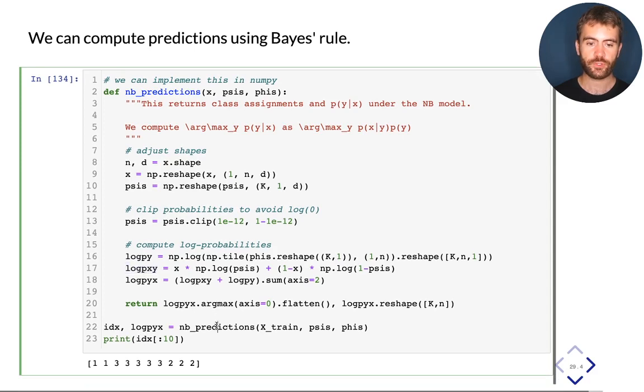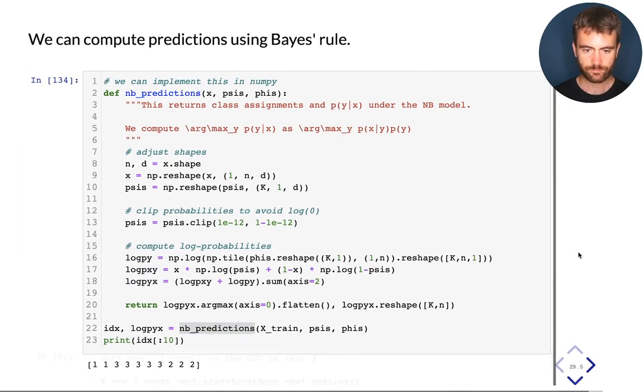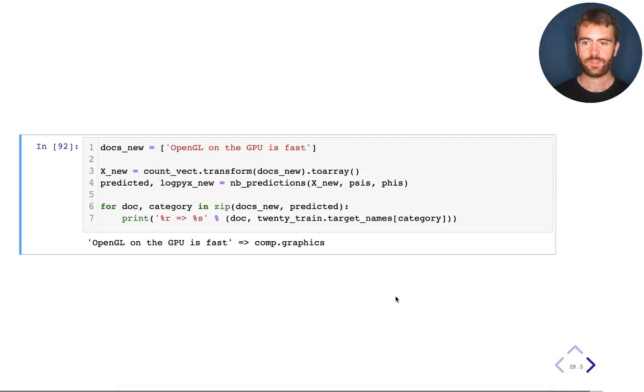And now I can invoke this function on our training data set to get a set of predictions, and these are the classes that are predicted for this data set. Let's now see how we can apply this algorithm. Again, I have this input, "OpenGPL on the GPU is fast." I use my featurizer from scikit-learn to compute a feature representation, and now I run my naive Bayes prediction function to compute its target, and indeed it predicts that this is a text that corresponds to the graphics topic.